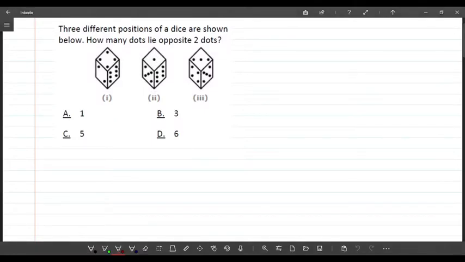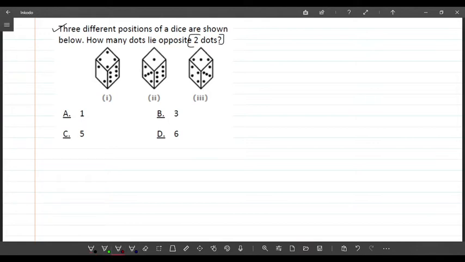Well, in this video, students, we will talk about the types of questions you will find in this NID examination. This is one of the varieties of questions. In this question, three different positions of a dice are given. It is the same dice, captured from three different angles. You are asked how many dots will lie opposite to two dots. There is a certain technique to solve these kinds of questions.